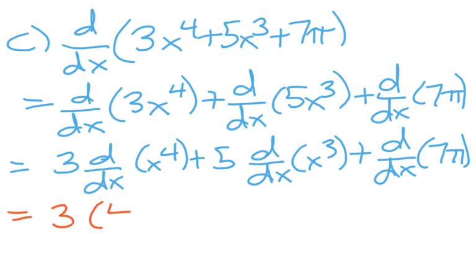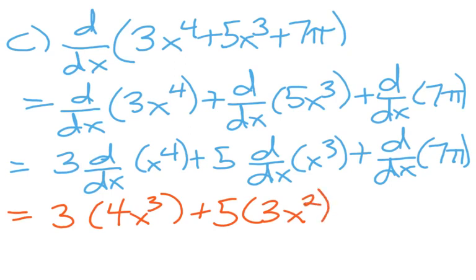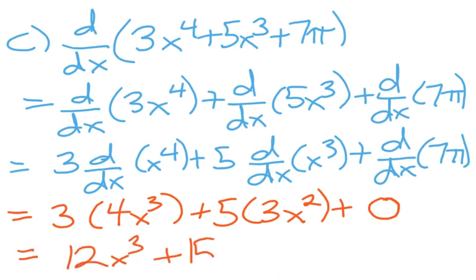So x to the 4, our power rule says that's 4x cubed. X cubed, our power rule says that's 3x squared. And this one here, as tempting as it might be to say so, that's not falling under our power rule. Our variable is x. Pi is a constant, not a variable. So this doesn't fall under the power rule, this falls under the constant rule. The constant rule says the derivative of any constant is 0. And so we get 12x cubed plus 15x squared.